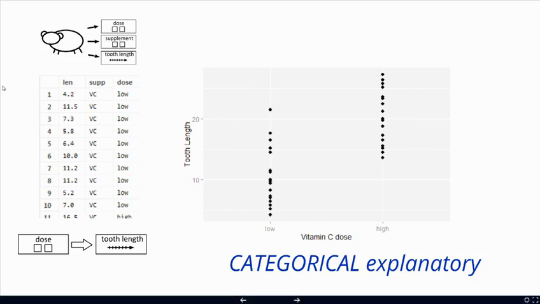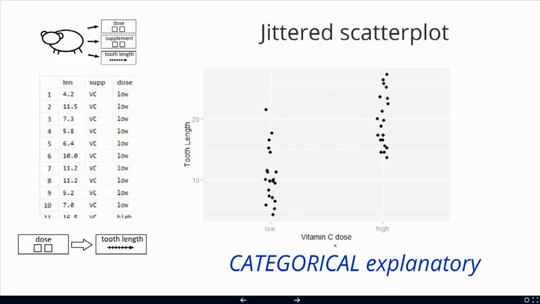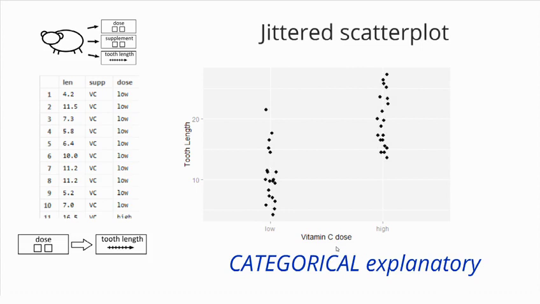They both have low for the vitamin C dose. They both have 11.2. So this dot just here, about there, is 2 guinea pigs on top of each other. So what we're going to do is spread them out a little bit, and it's got a name, it's called jittering. This is a jittered scatterplot, in case you want to know what it's called.